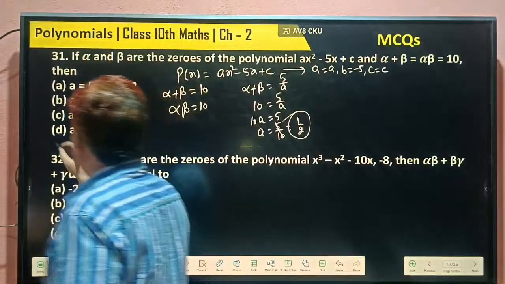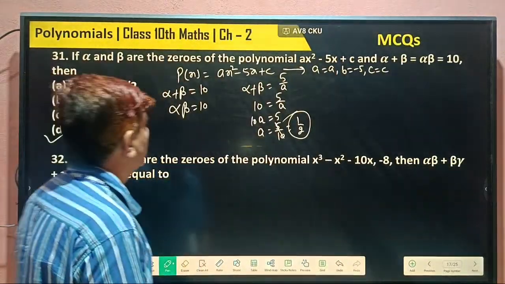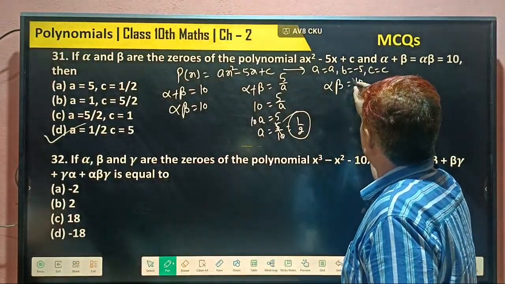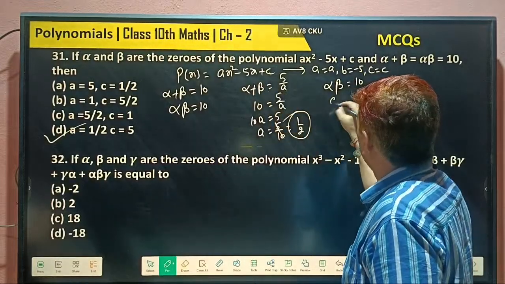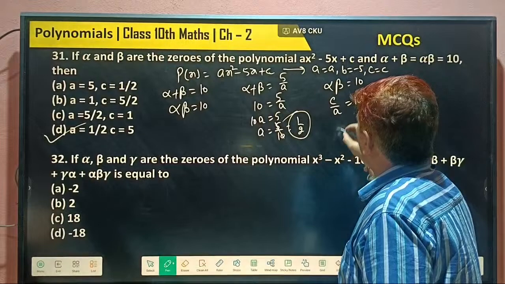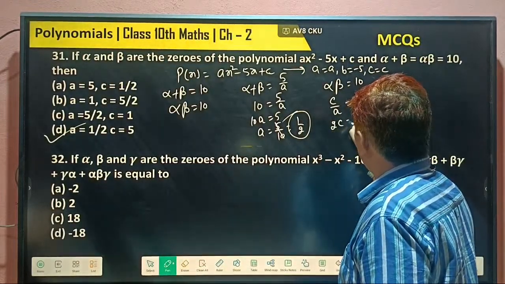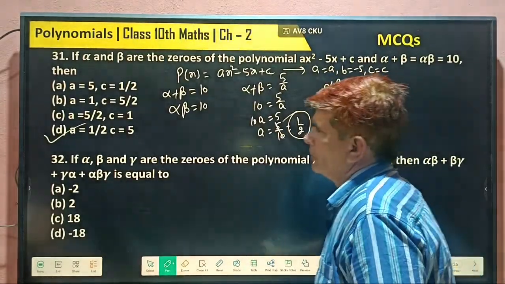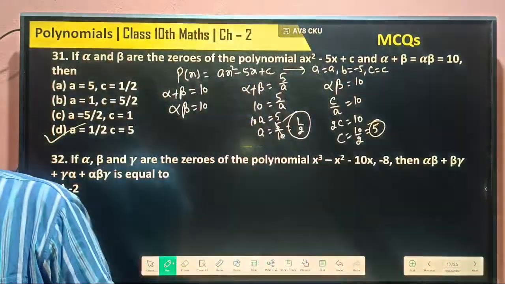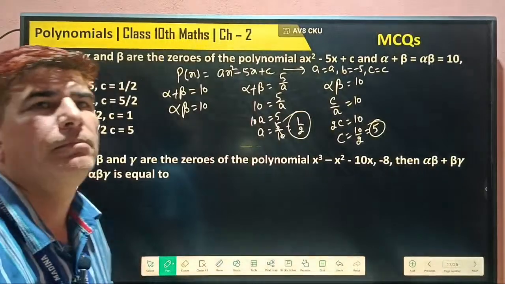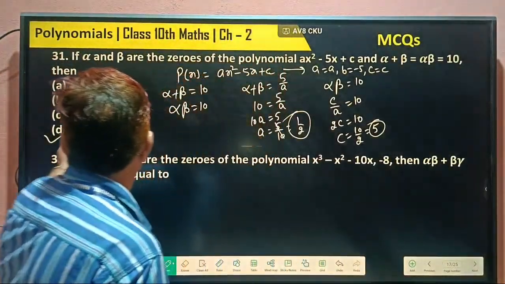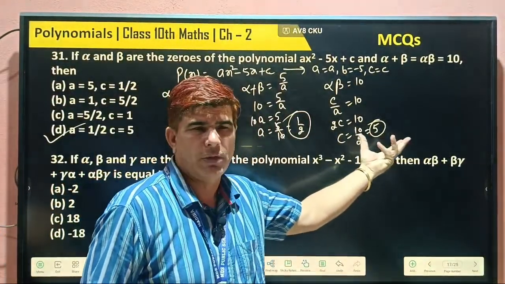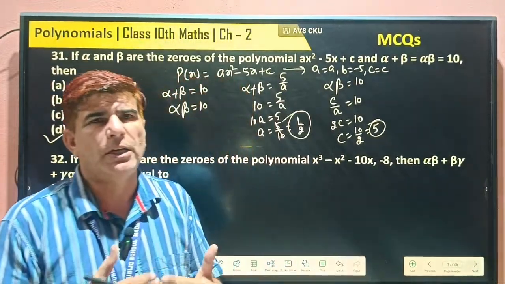In a competitive exam, you can directly say this is the answer. Alpha beta is given as 10. Alpha beta according to this is c by a, so c by a equals 10. And a is 1 by 2, so 2c equals 10 and c equals 10 divided by 2, which is 5. Understood? This is very useful for multiple choice questions in competitive exams. Since a is 1 by 2, you can directly say this is the answer, and if you have sufficient time, you can verify by finding the value of c.